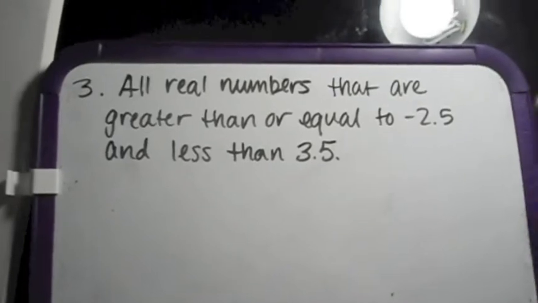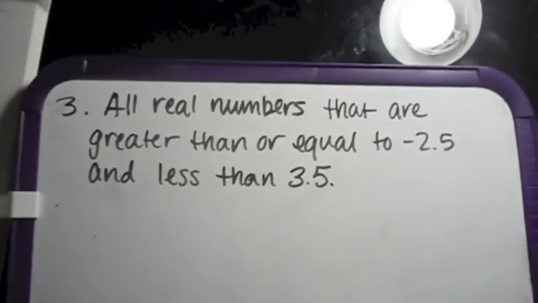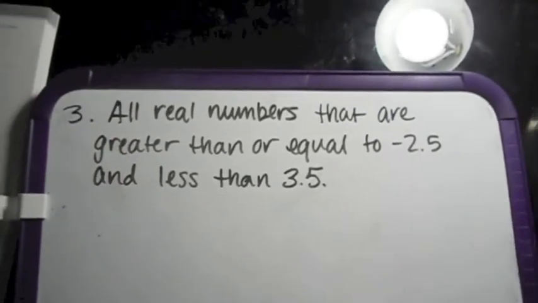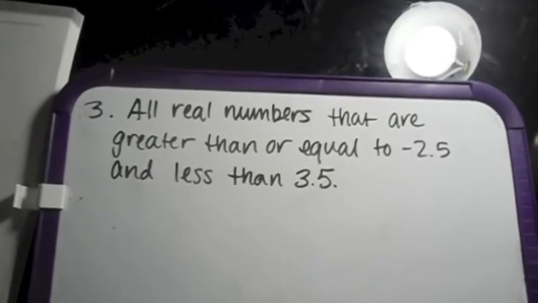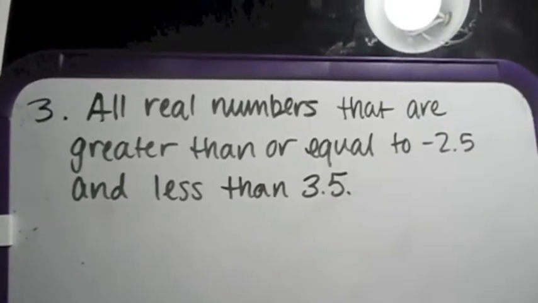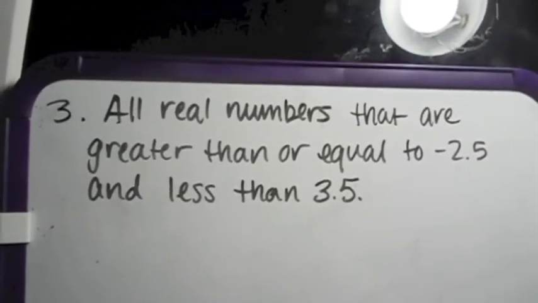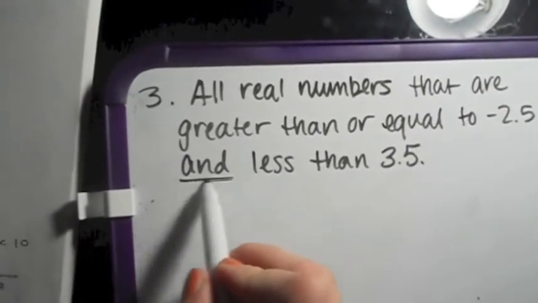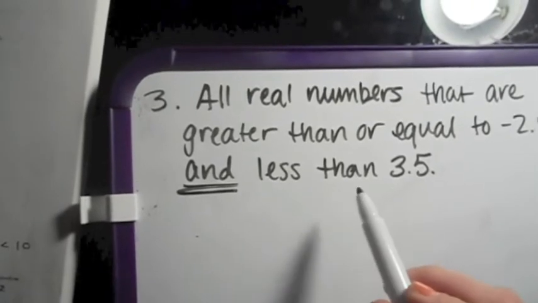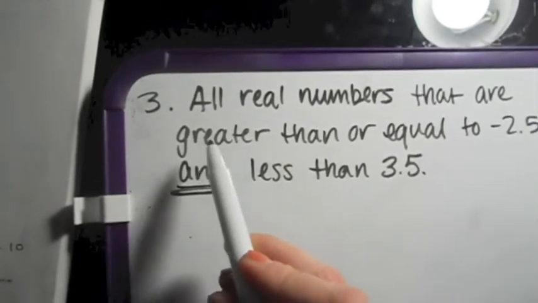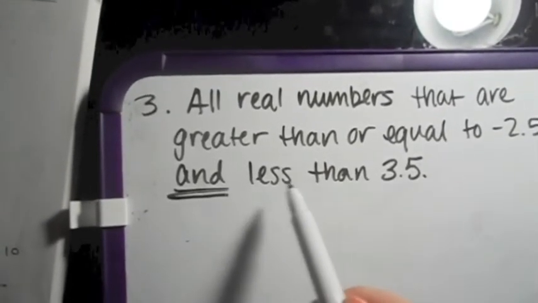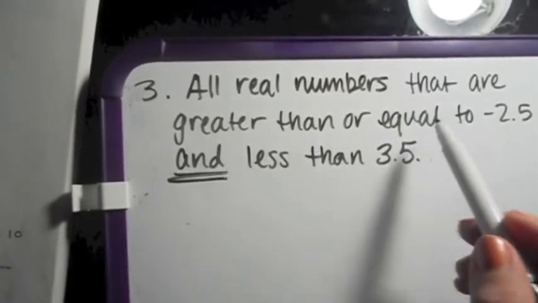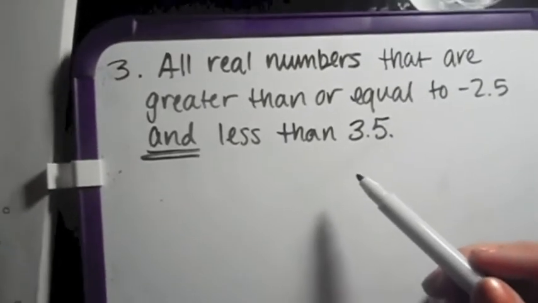Number 3 also has the same directions as number 1 and number 2. Translate the verbal phrase, what we've been given, into an inequality, then graph the inequality. So first let's translate. All real numbers that are greater than or equal to -2.5 and less than 3.5. So we have a greater than or equal to, and we have a less than. Let's do the greater than or equal to first.